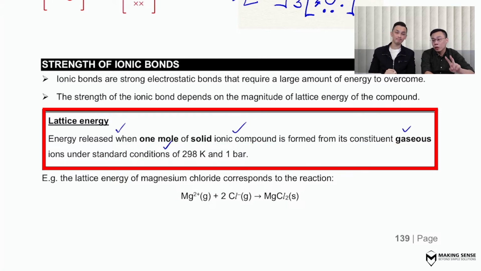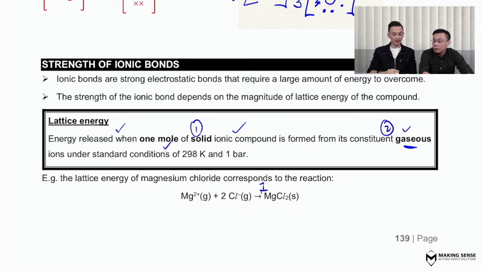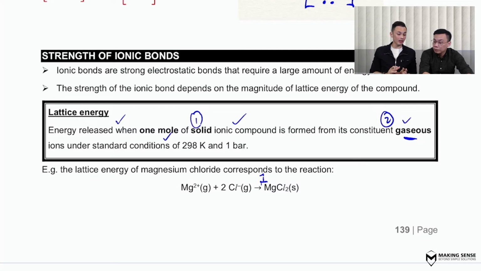Right, so they should focus on 2 important points. The first one is to form 1 mole of a solid ionic compound. So the stoichiometric coefficient in your balanced equation in front of the compound should be 1. And the second thing is the compound is going to be formed from ions, and the ions must be in the gaseous state. All right, very good.